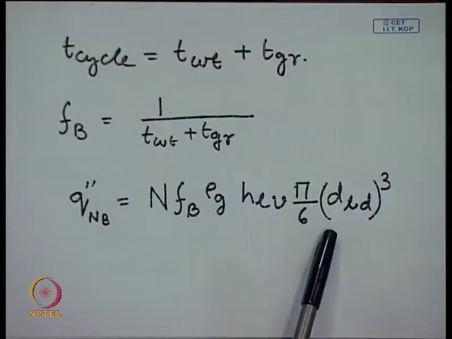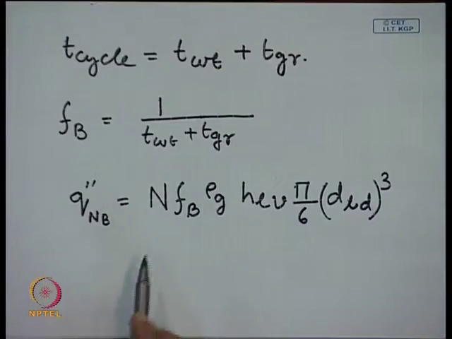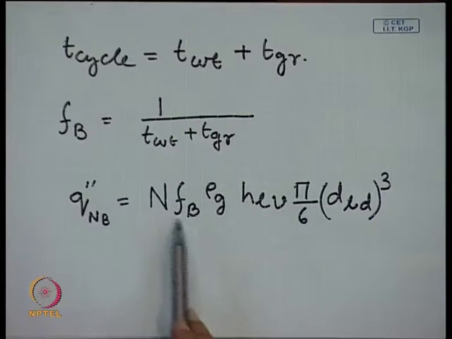Now, dBd is the bubble volume based on the diameter at departure. Again I will explain how it can be estimated, but from some sort of force balance one can estimate the volume of the bubble at departure. Then the remaining one is N, the density of activated nucleation sites on the particular surface on which boiling is taking place. Now, N is the most crucial of all these components.